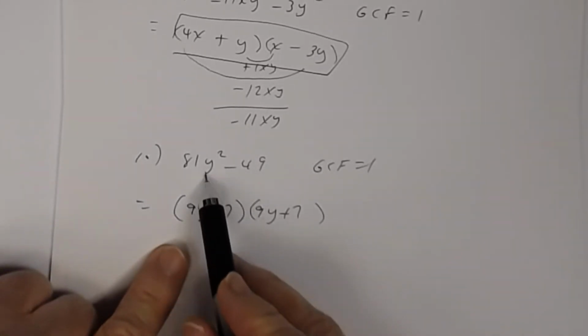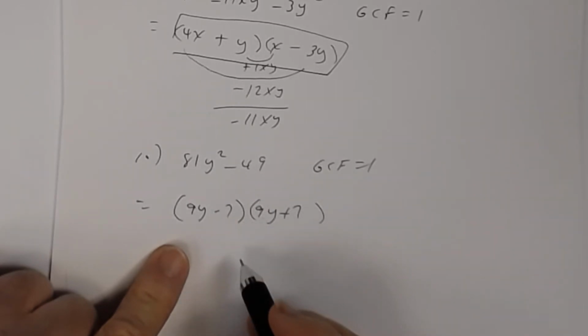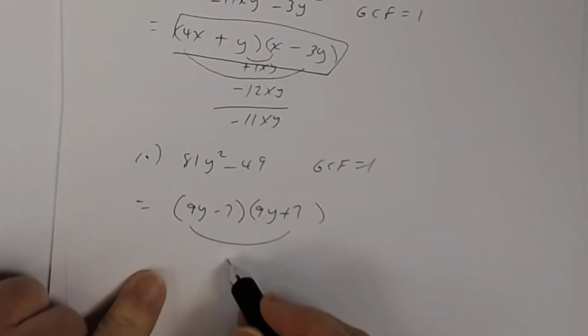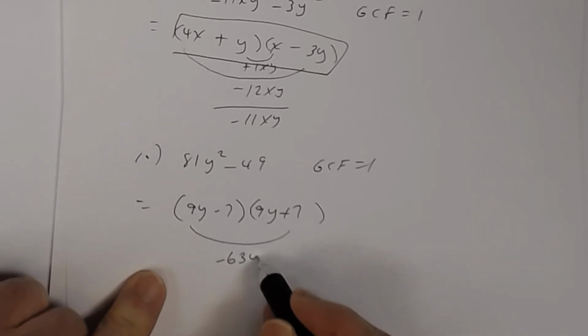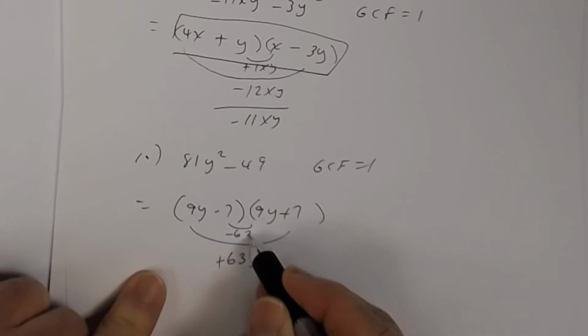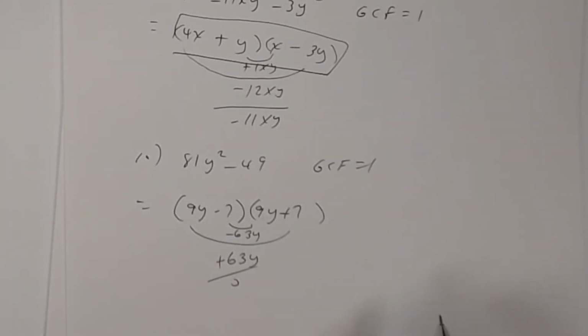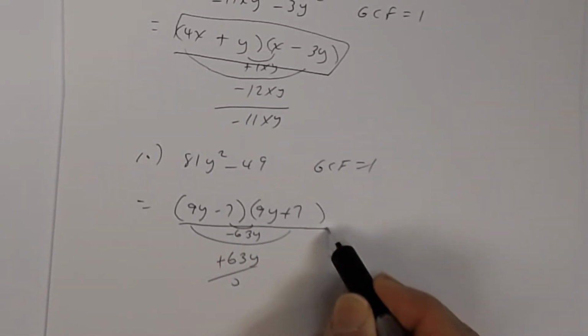9y times 9y is 81y squared. A negative 7 times a positive 7 is a negative 49. The outer is a negative 63y. The inner is a positive 63y. When you add them up, you get 0, so you don't have a y term. So that's the answer.